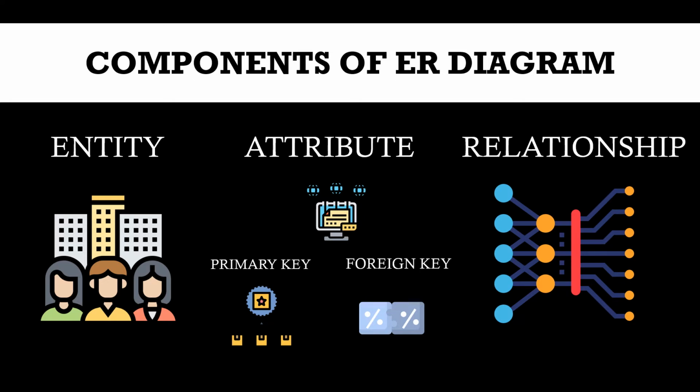Lastly, the third component is the relationship. A relationship describes how entities are linked to each other. In ER diagrams, relationships are represented by cardinality, which defines the possible number of occurrences in one entity which is associated with the number of occurrences in another.